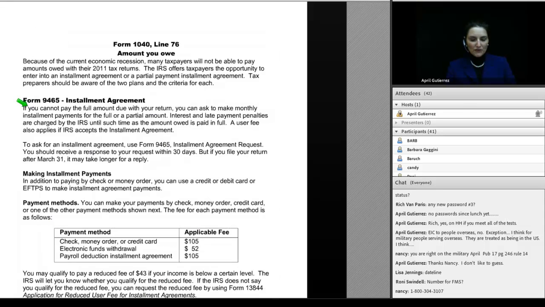So innocent spouse is a 3-page form. Lots of questions and inquiries about your family situation. You're really providing testimony to the IRS that you are innocent and should be given relief.